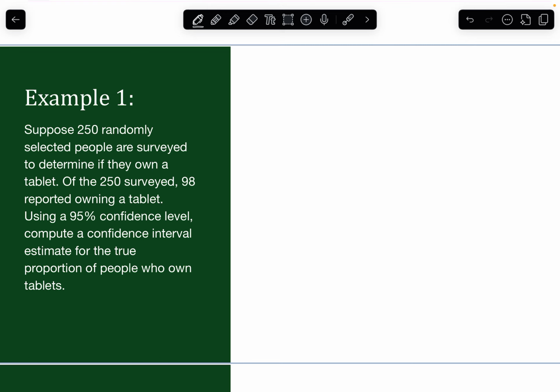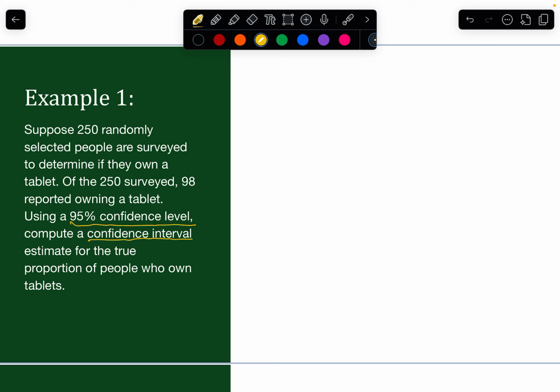So first thing I notice, I'm being asked to do a 95% confidence interval for the true proportion. So I know I'm doing a one prop z-int when I get down to the plan stage. For state, I'm just going to list what I'm given in the order I was given it. So 250 people were randomly selected. That's my sample size.